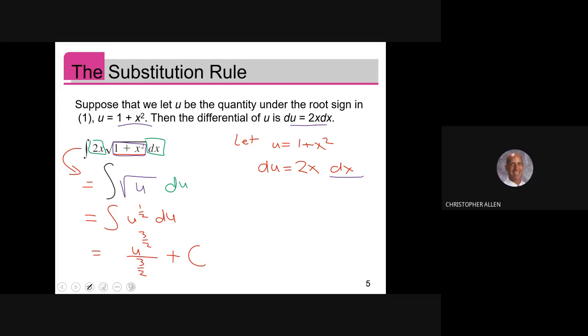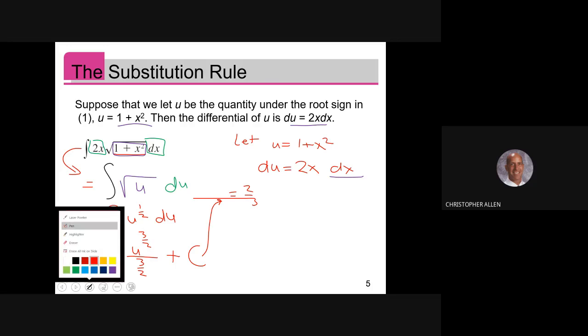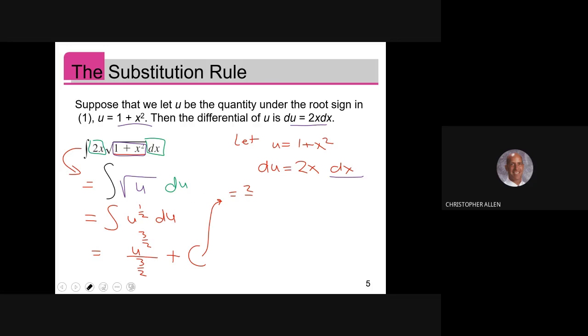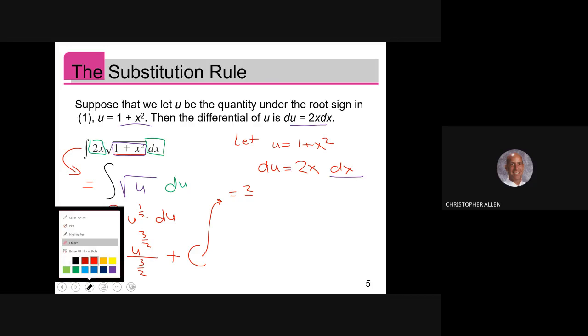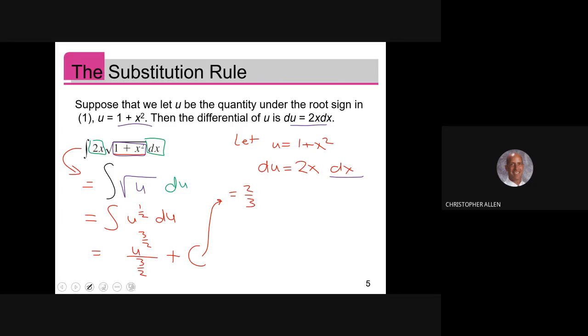Now, guys, I'm still not done, so don't put your pencil down just yet. You guys would agree if I divide by 3 halves, that's the same thing as multiplying by 2/3, right? So I'm going to come up over here now. So that's going to be 2/3. All right, my arm gets a little too close to the smartboard. 2/3 u to the 3 halves plus c.